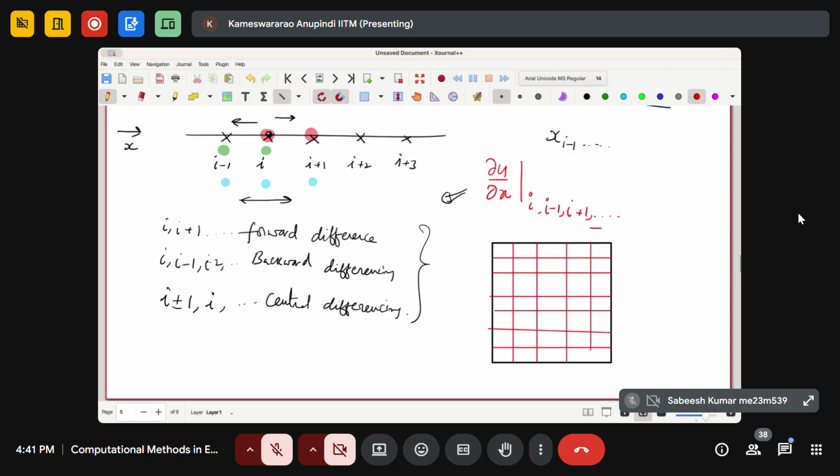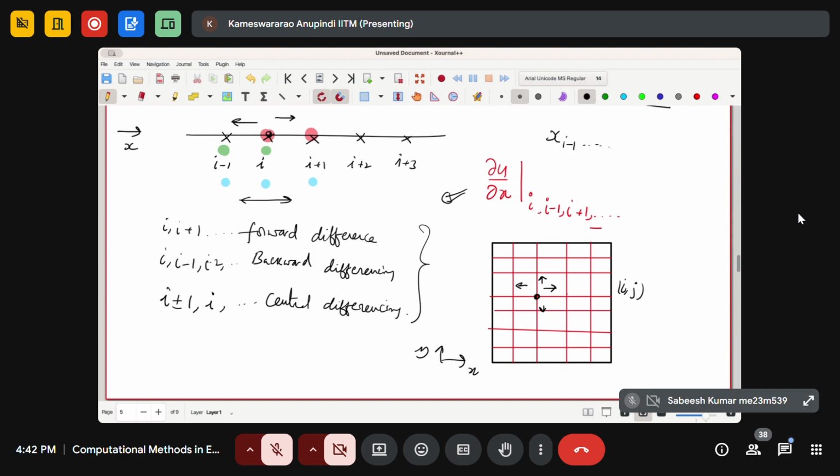Now, essentially what we have is both x and y. Let us say this is the x direction, this is the y direction. Then any point I can think of as i comma j. If I go in this direction, it's going to be i plus 1, i plus 2, and so on. If I go in this direction, it's going to be i minus 1, and so on. If I go in this direction, it's going to be j plus 1, and then j minus 1 if I go like this.